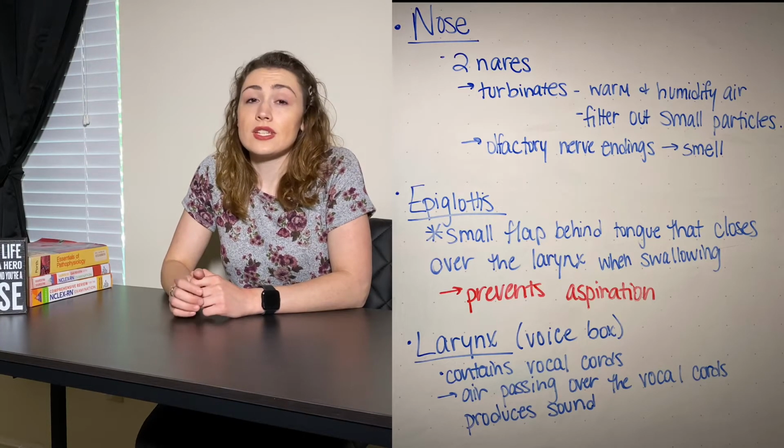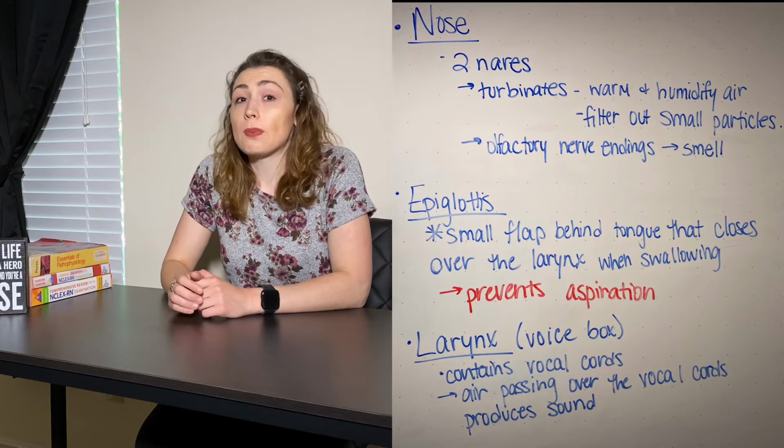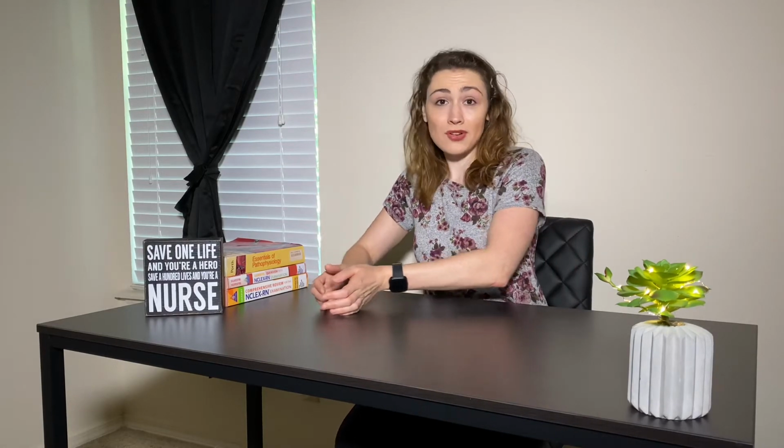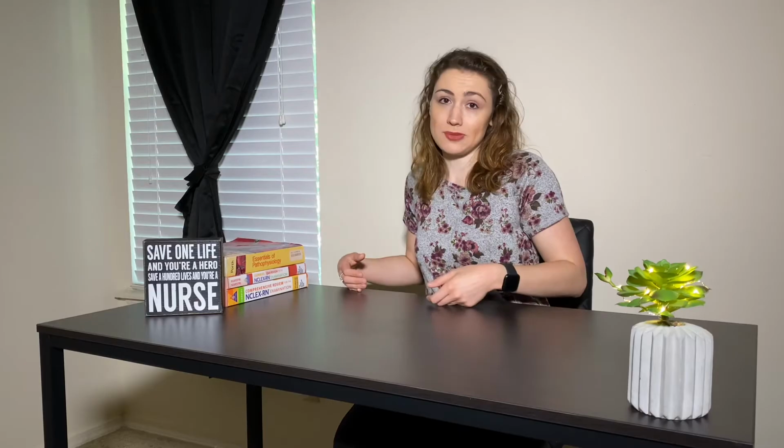The larynx contains the vocal cords. As air passes past the vocal cords, sound is produced. And the trachea is just a windpipe. It just allows the passage of air from the upper respiratory tract into the lower respiratory tract.